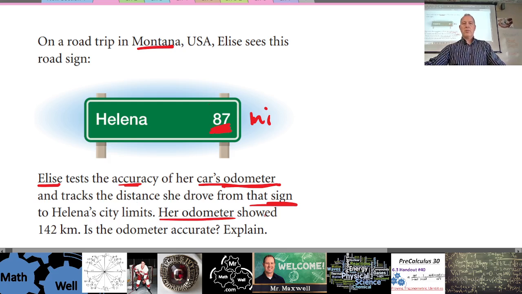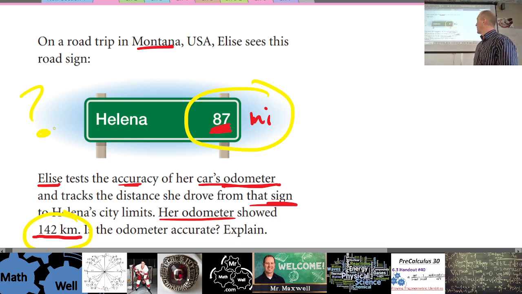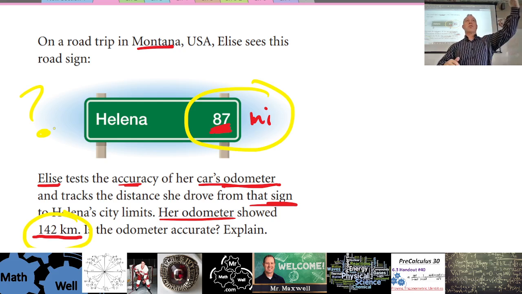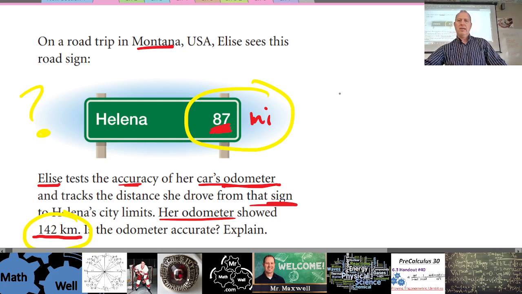So her odometer showed that this distance in miles was equal to 142 kilometers. So the question is: is 87 miles equal to 142 kilometers? That's the big question right there. So we have to do a conversion. We have to either convert 87 miles into kilometers and compare, or convert the kilometers into miles and compare. Either one is fine. So let's do miles to kilometers.